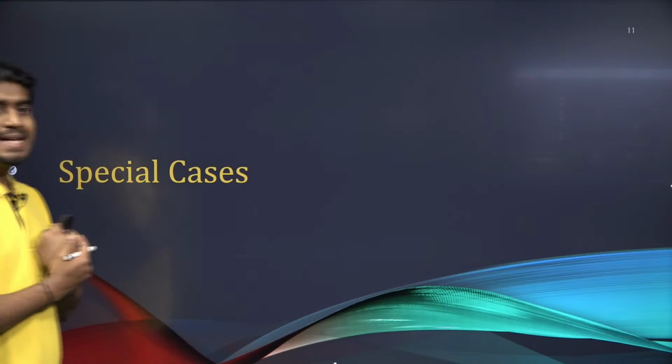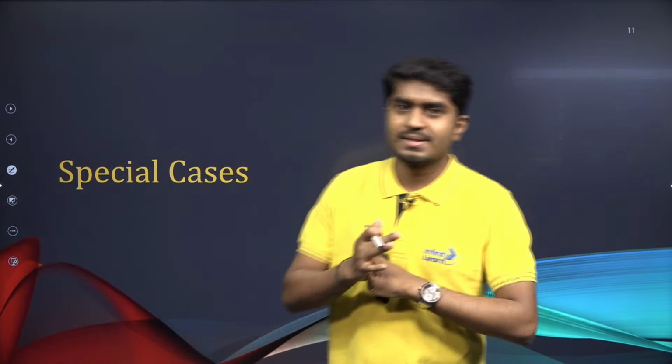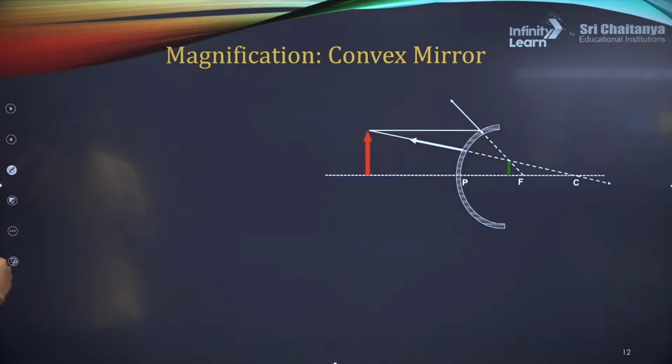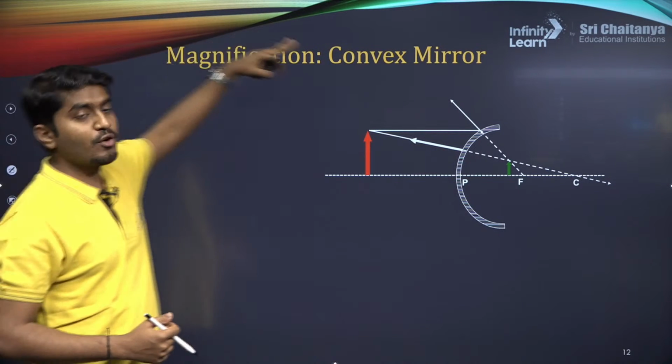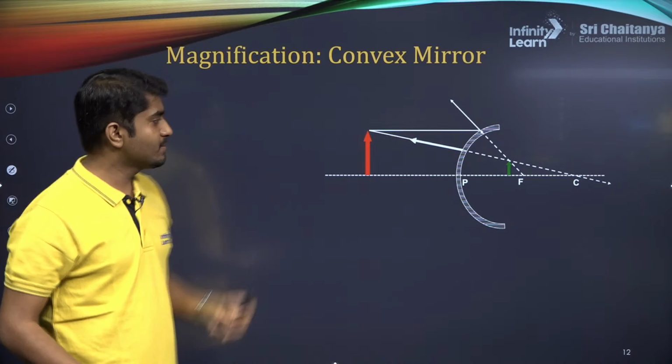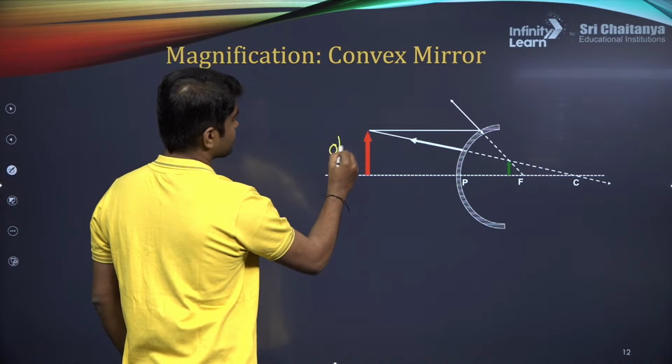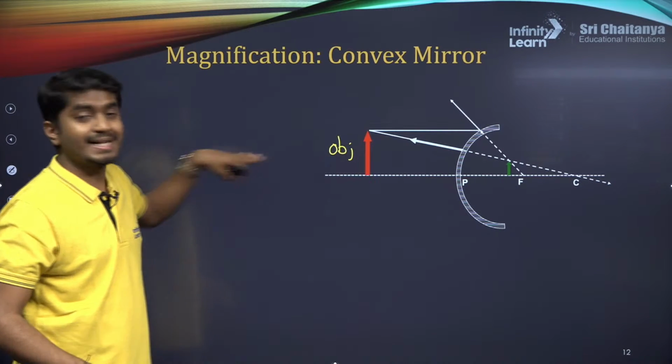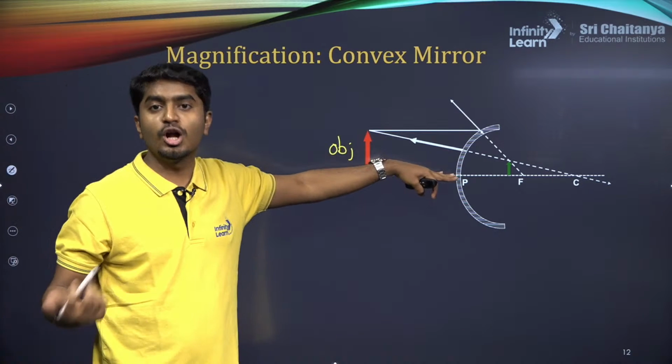Now, let's do some special cases. Understand a few special cases. This is helpful. When you get a question, sometimes it is very difficult to understand what exactly is happening, so I want to show you a few special cases. The first one, the magnification of a convex mirror. These are the ray diagrams. There is our object. You can place the object at any location in front of a convex mirror.